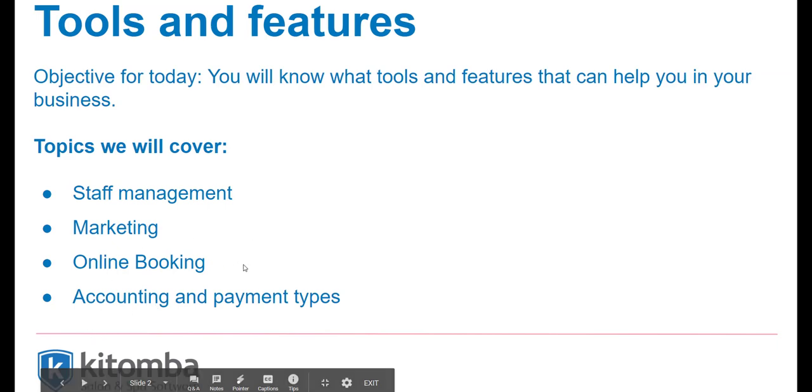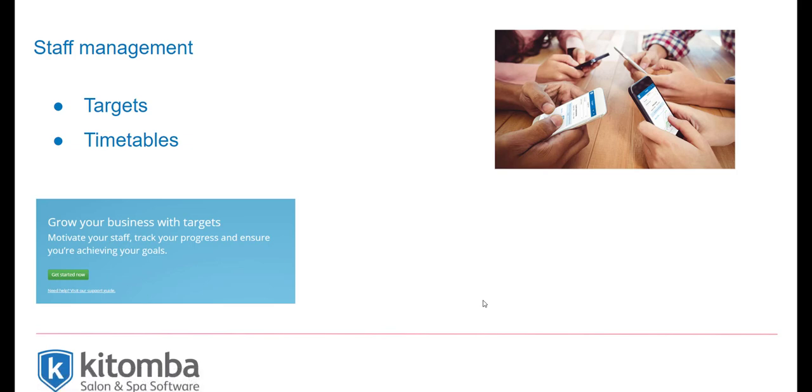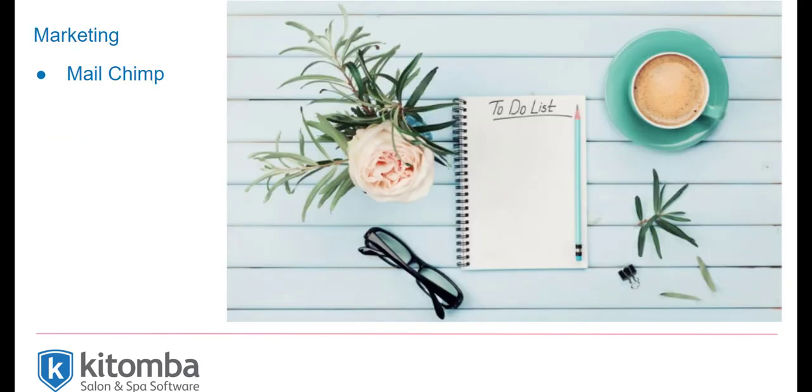So in summary, we've talked about staff management, marketing, online booking, accounting and payment types. In staff management, we talked about targets and how to set those up for your business and make sure you're setting them up for your team as well. We've talked about overriding timetables in K1 and how easy that is to do anywhere that you can access the internet. We talked a little bit about MailChimp and setting those up, and it's about creating those lists in Kitomba One and getting that to go through to MailChimp. If you're really interested in learning more about MailChimp, I've got some great support guides. Go and take a look.